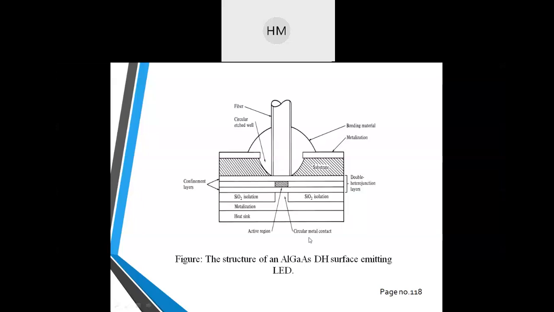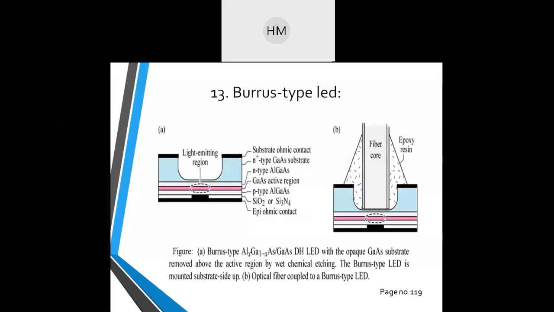Did everyone make it? Okay, this is the basic structure. This question comes: draw the structure and explain it. This much you have to do in this topic. Then Burrus type LED. It is just the same as the previous one only. Okay? It is just the same. There is a different way of representing it.